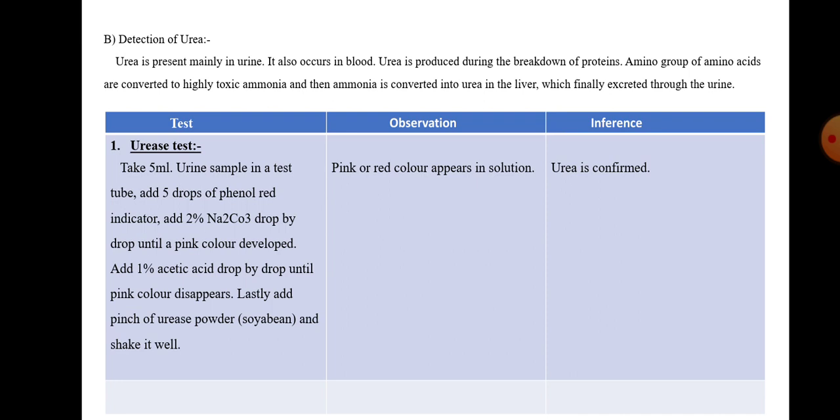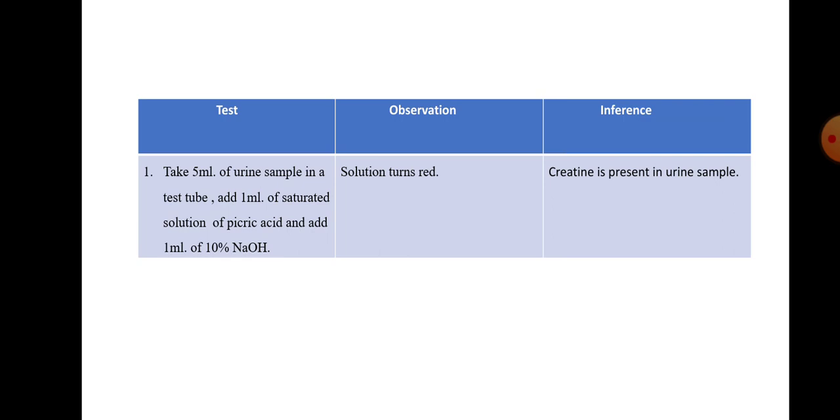For detecting the urea, you have to follow this test, that is the urease test. Take 5 ml of urine sample in a test tube. To it add 5 drops of phenol red indicator. Then add 2% sodium carbonate solution drop by drop until a pink color is developed. After the pink color is developed, add 1% acetic acid drop by drop until the pink color completely disappears. Lastly, add a pinch of urease powder or soybean flour and shake it well. You will observe that a pink or red color appears in the solution and urea is confirmed.